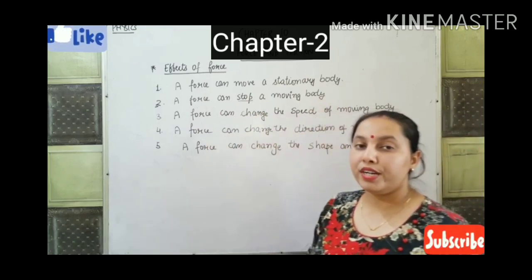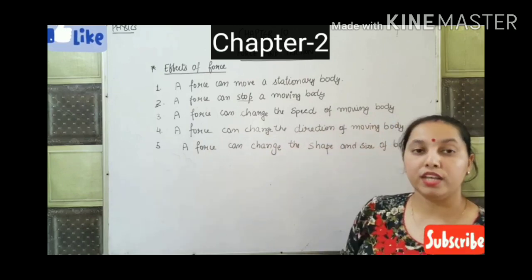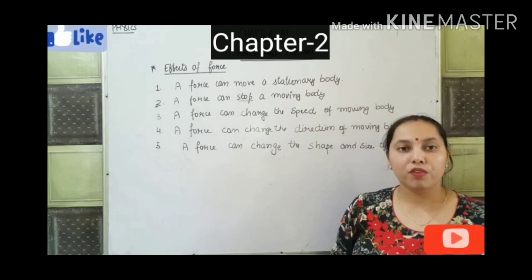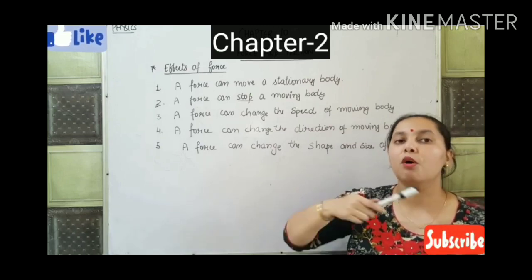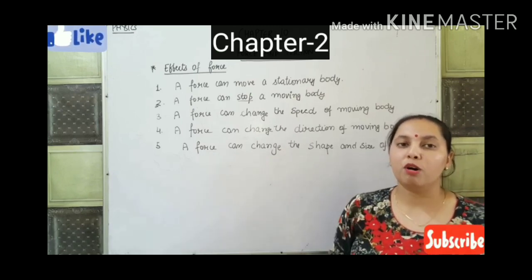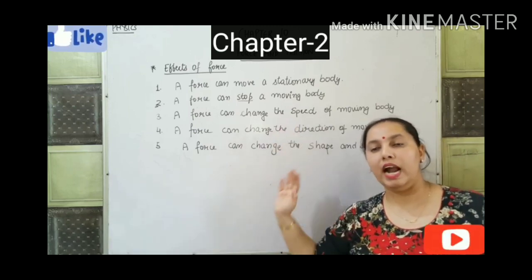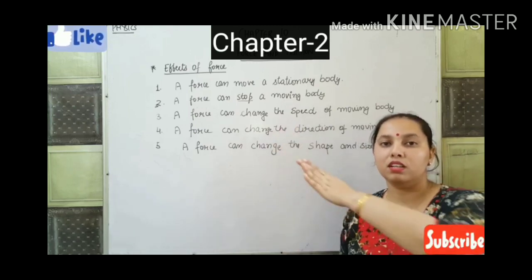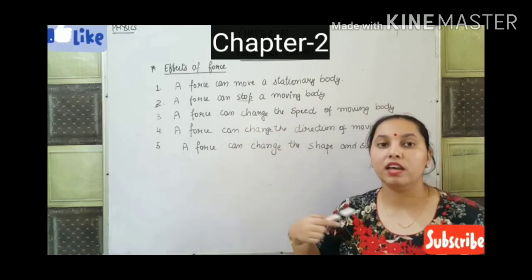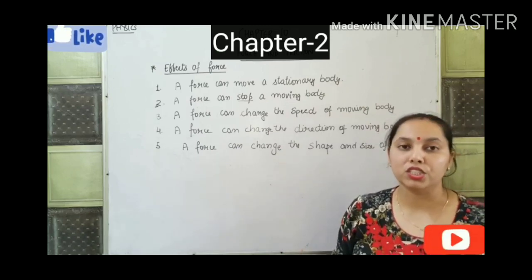So the fourth effect is that a force can change the direction of a moving body. If a body is moving, we can also change its direction. How can we change the direction? For example, a ball is moving straight. One player has kicked the football and it is moving in a straight line. Another player comes and kicks it. What will happen? The direction of the ball changes, because he applies force.